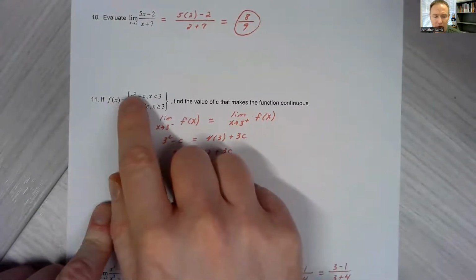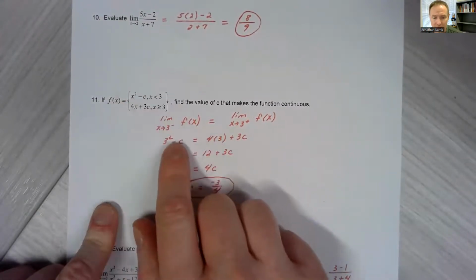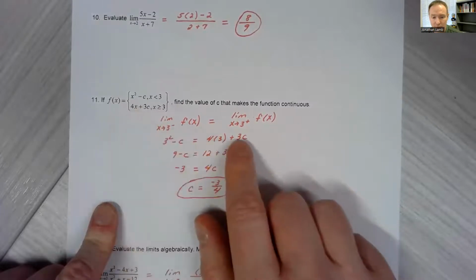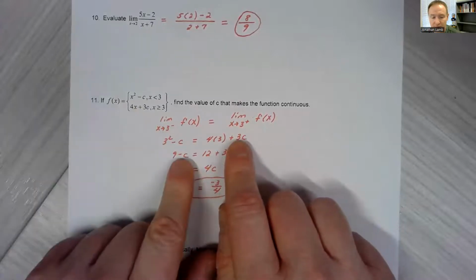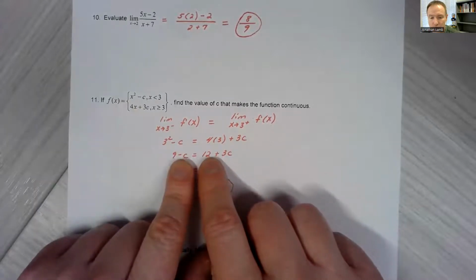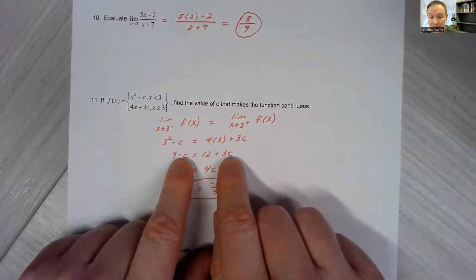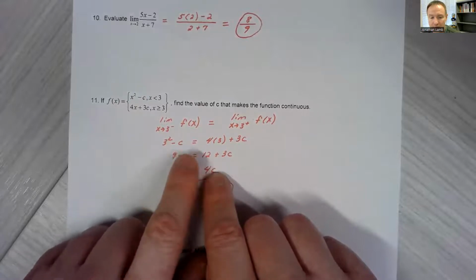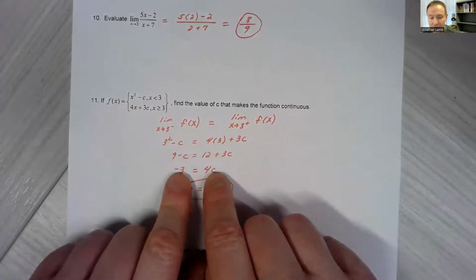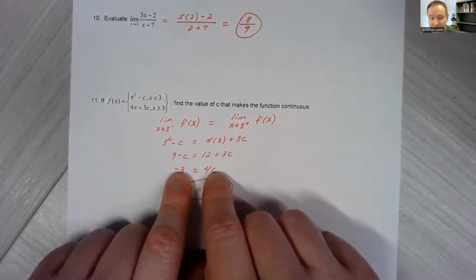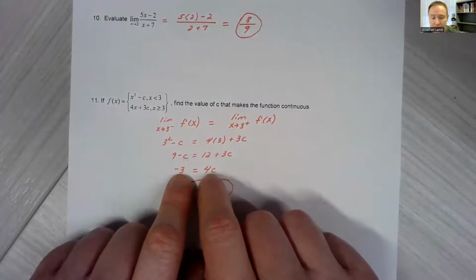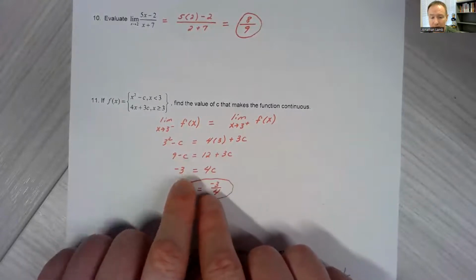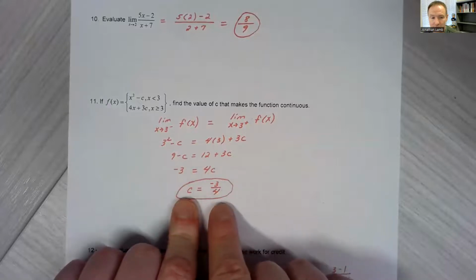When I plug a 3 into the top function, I get 3 squared minus c. When I plug a 3 in for x in the bottom function, I get 4 times 3 plus 3c. So this gives me 9 minus c is equal to 12 plus 3c. If I get my c's on the same side, 4c on the right, constants on the other, subtract 12 and you'll get -3 on the left. So this piecewise function is going to be continuous if and only if 4c is equal to -3, thus c has to equal -3/4.